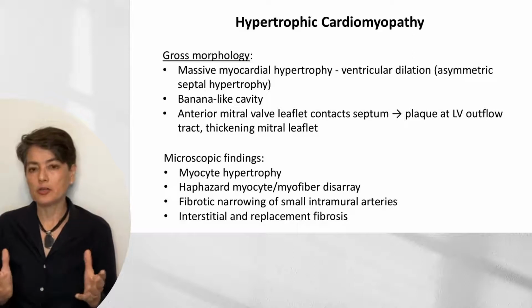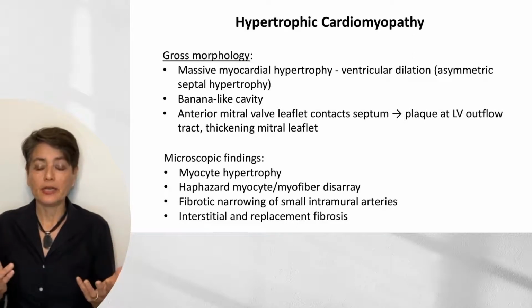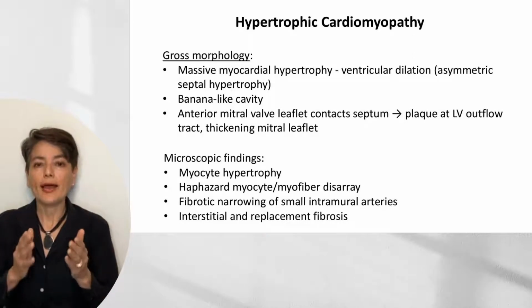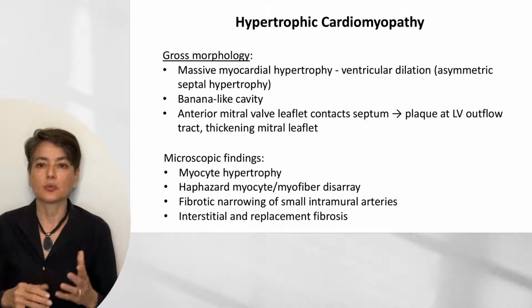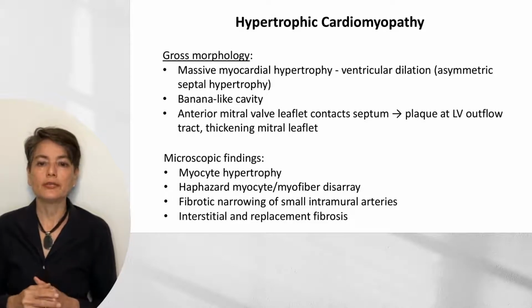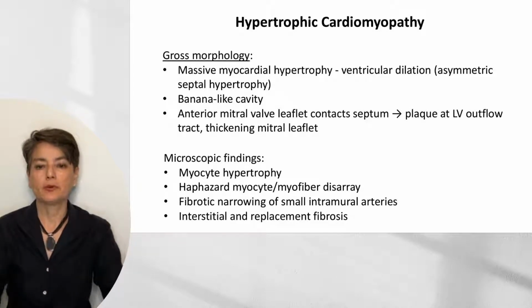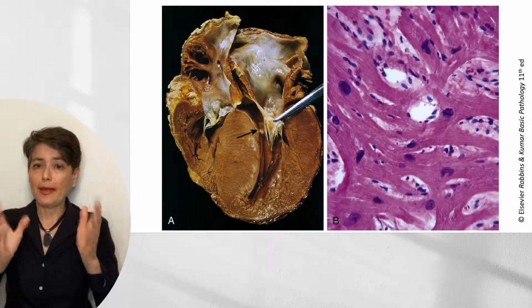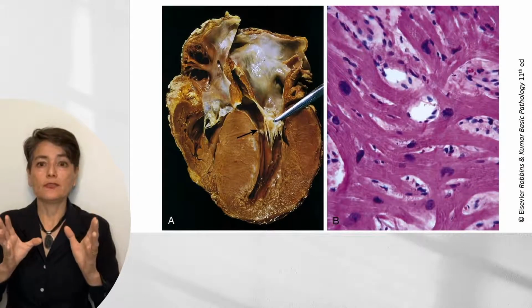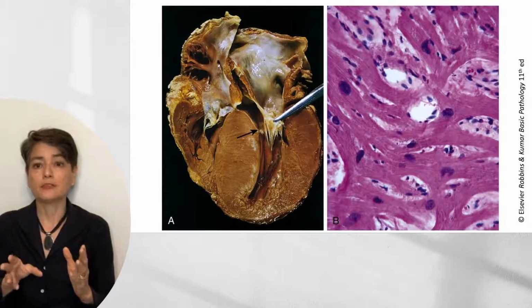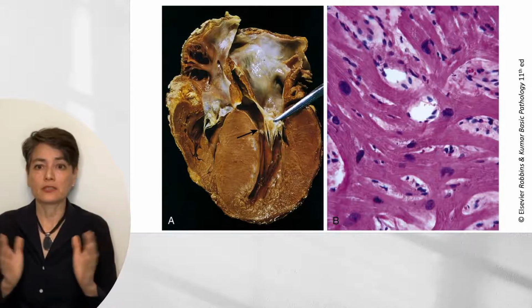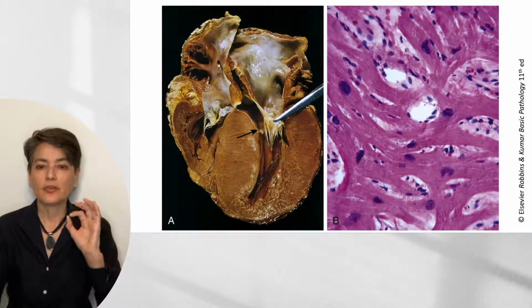The myocyte hypertrophy is something we can see in other etiologies, so don't focus on that. But the haphazard myocyte myofiber disarray is classic, so we'll look at that in a moment. You can also see fibrotic narrowing of the small intramural arteries and interstitial and replacement fibrosis. So this is a pathognomonic image. If you see this, you know what it is. You start looking at your answer list to start figuring out which protein is mutated if you see this on a board exam or a shelf exam, because these are the classic findings of hypertrophic cardiomyopathy.